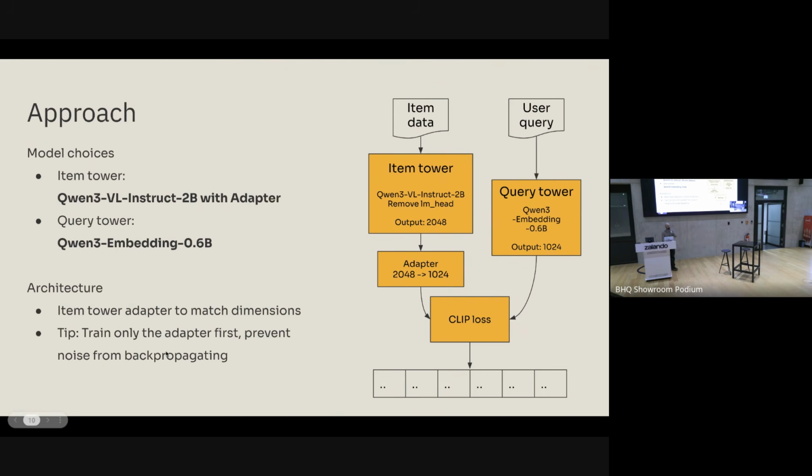Also, a very helpful tip I got from a colleague is that when you are adding adapters to existing models, it's good to train just the adapter first, because the adapter weights are initialized randomly, right? So if you backpropagate in the initial couple rounds of training, you're going to be backpropagating noise and you might ruin the quality of the base model. So it's better to fine tune just the adapter first and then do a full fine tune if you like.